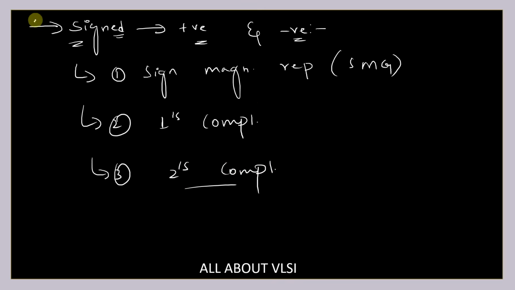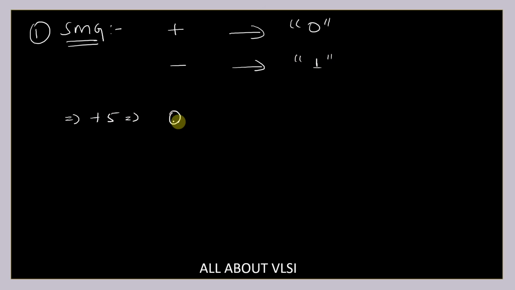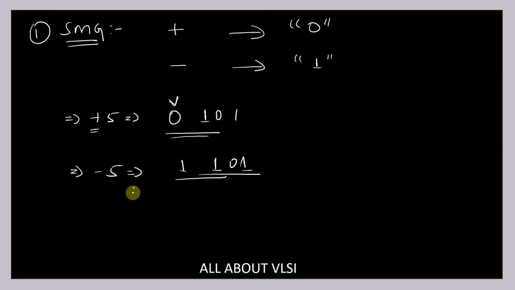Okay. Now let's talk about the first type of representation, which is sign magnitude representation, SMG. In sign magnitude representation, I'm allocating an extra bit for representing the sign. If I want to represent plus sign, I'm going to use 0 for it, and if I want to represent minus sign, I'm going to use 1 for it. For example, plus 5 is written as 0101, with a separate extra bit for the sign, and minus 5 is written as 1101. So this is my plus 5 and minus 5.